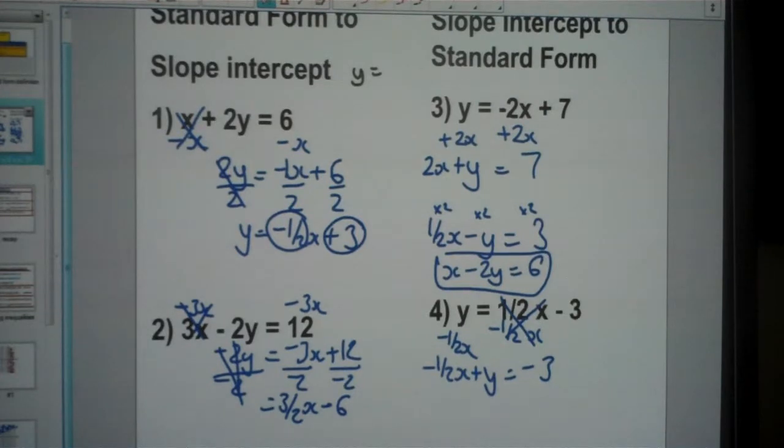So being able to manipulate equations is very important for this course, so make sure you're familiar with how to get from standard form to slope and vice versa too.